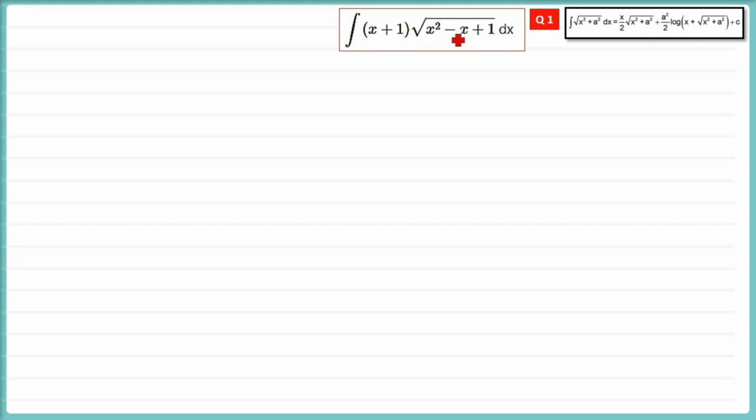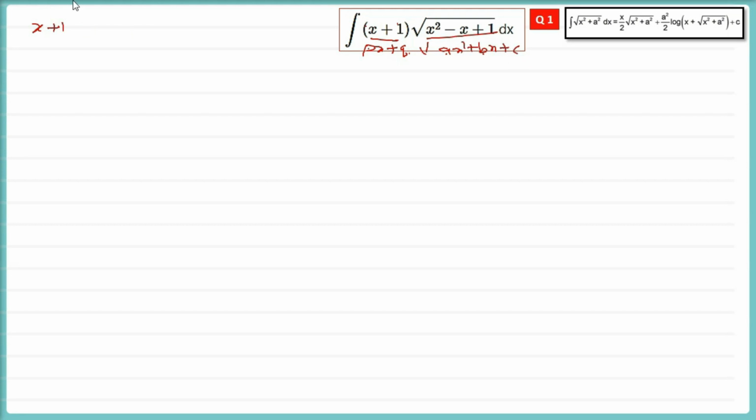x plus 1 under root x square minus x plus 1. So first thing is, we have to represent x plus 1 as, let us call it, px plus q. P is 1, q is 1. Under root ax square plus bx plus c, it is of the same form. A is 1, b is negative 1, c is 1.